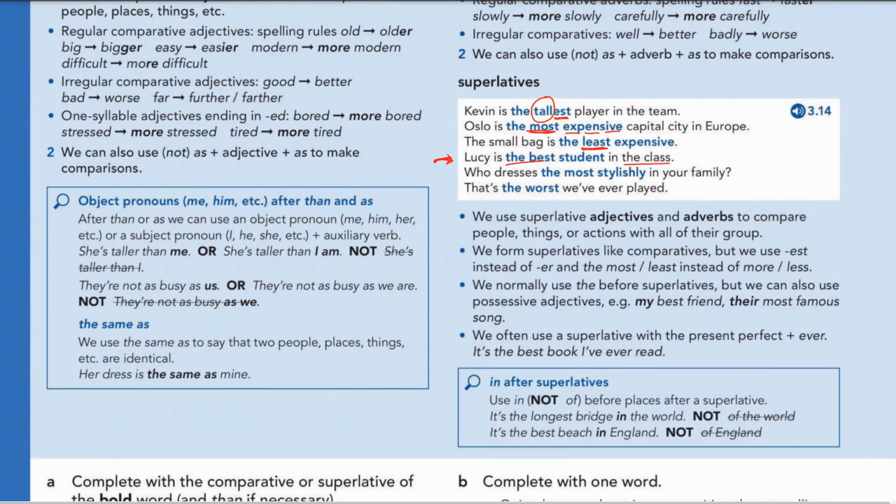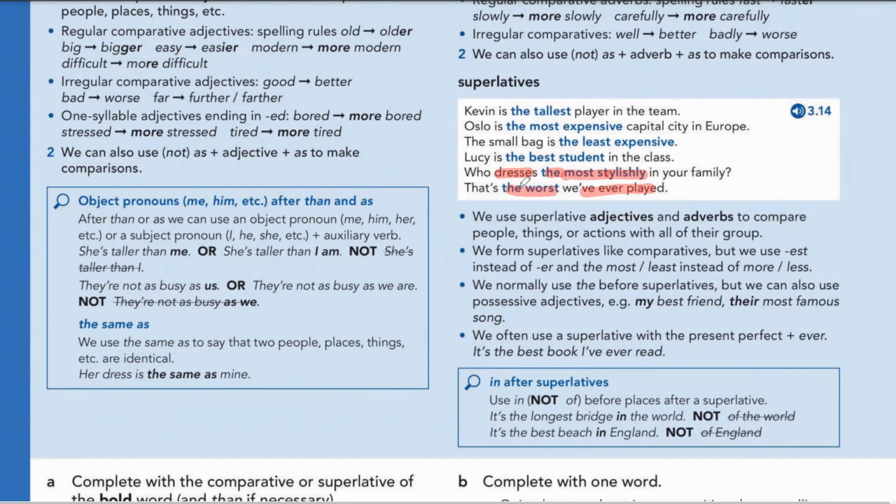Now, the next example is an example for adverbs: stylishly. Most stylishly. Who dresses the most stylishly? The verb dresses here is an action. That's the worst we've ever played. So the worst, this is also an adverb. So good and bad. Good, well, bad, badly.